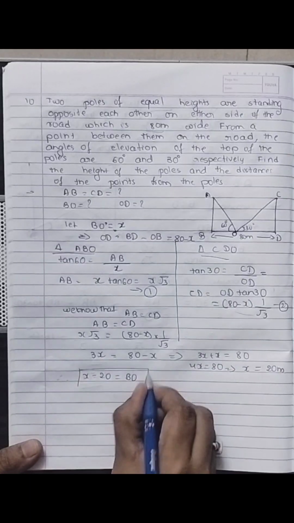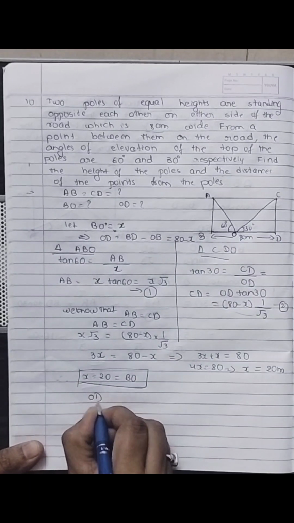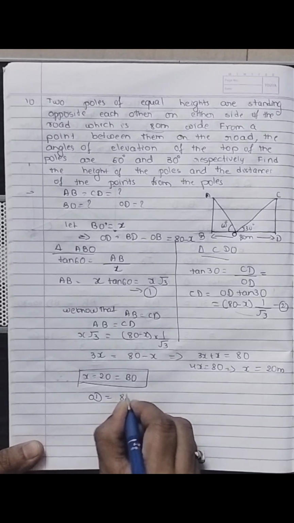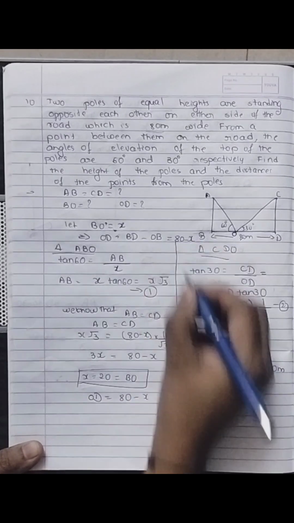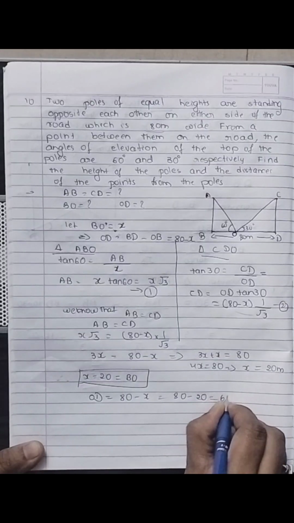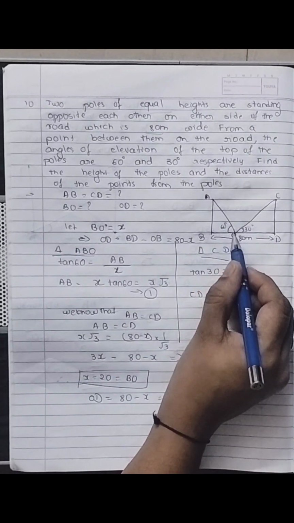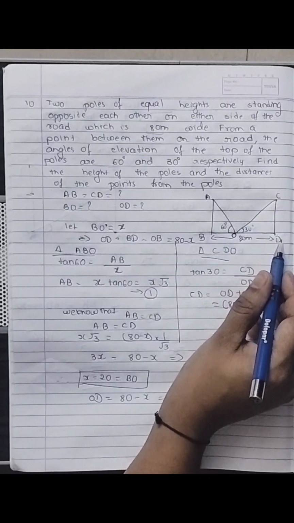So this is one quantity. So can we find out OD then? So OD is equal to 80 minus x, right? So 80 minus 20 is equal to 60 meter. So we have found out the distances of the point from the foot of both the poles.